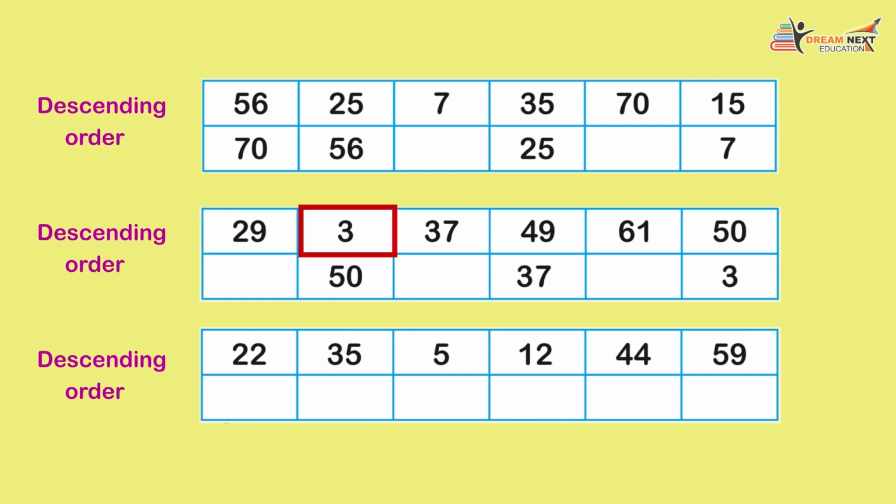29, 3, 37, 49, 61, 50. 61, 50, 49, 37, 29, 3. 22, 35, 5, 12, 44, 59. 59, 44, 35, 22, 12, 5.